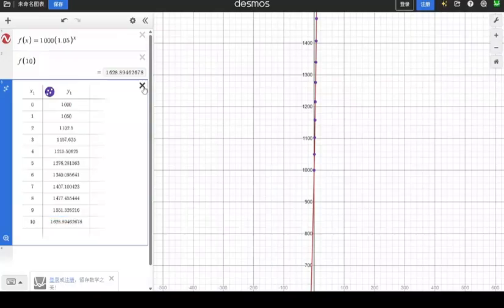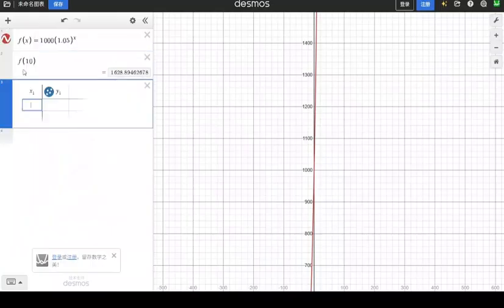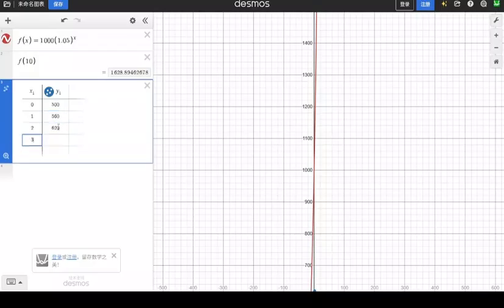Alright, so let's go ahead and start a new function. At year 0, we're going to have 500. Year 1, we're going to have 560. Year 2, we're going to have 620. Year 3, 680. 740. 800. Years 4, 5, 6.